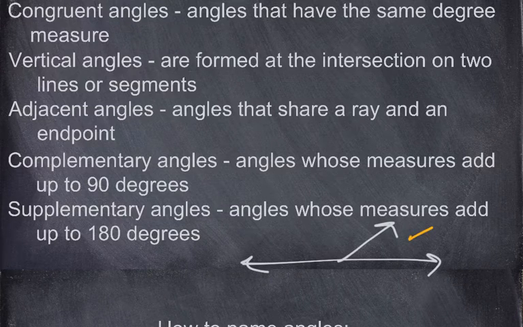We have this angle right here, this acute angle, and this obtuse angle. When we put them together, they create a straight line. Okay, they create this straight line. So therefore, these two angles right here, that's an example of supplementary angles. Okay? Alright, let's move on.